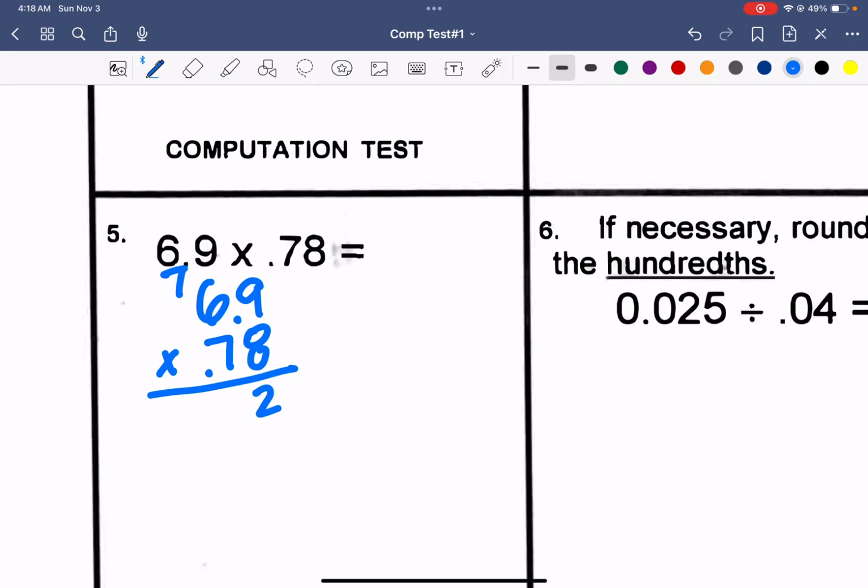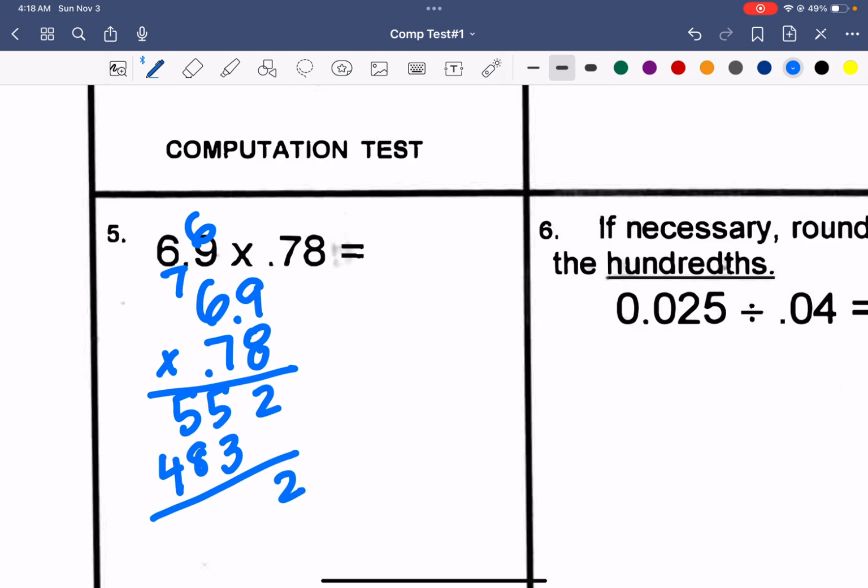So this is 9 times 8 is 72. I regroup with my 7. And then I got 6 times 8 is 48. Plus 7 is 55. 7 groups of 9 is 63. You noticed I moved it over. 42, that's 48.